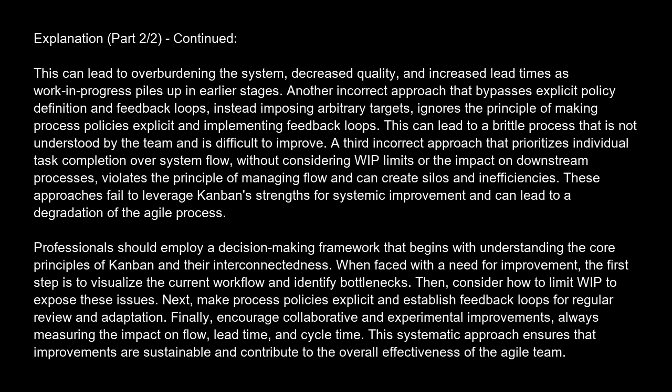Professionals should employ a decision-making framework that begins with understanding the core principles of Kanban and their interconnectedness. When faced with a need for improvement, the first step is to visualize the current workflow and identify bottlenecks. Then, consider how to limit WIP to expose these issues. Next, make process policies explicit and establish feedback loops for regular review and adaptation. Finally, encourage collaborative and experimental improvements, always measuring the impact on flow, lead time, and cycle time. This systematic approach ensures that improvements are sustainable and contribute to the overall effectiveness of the Agile team.